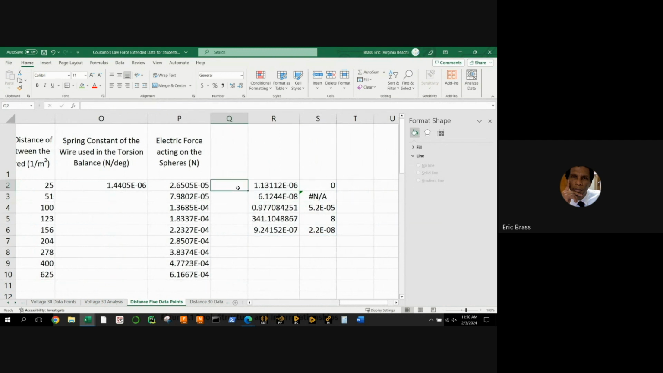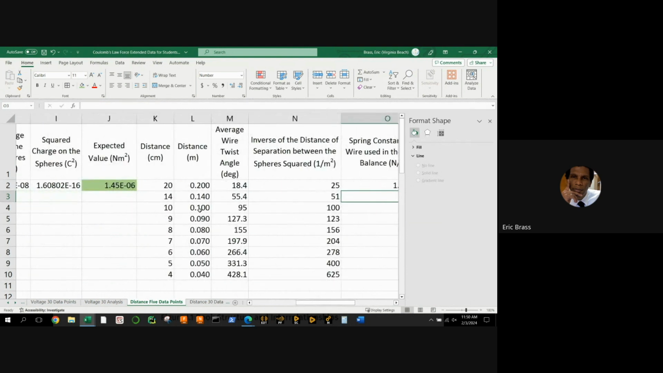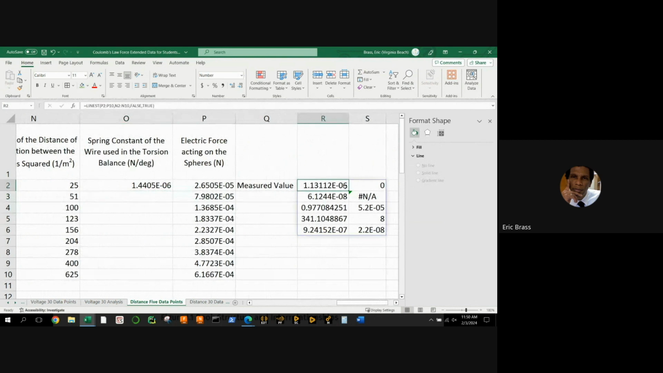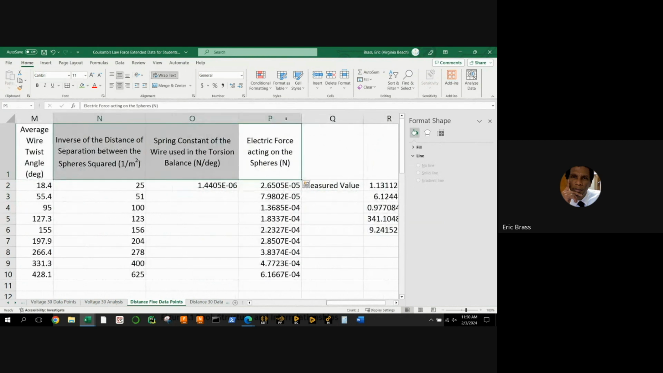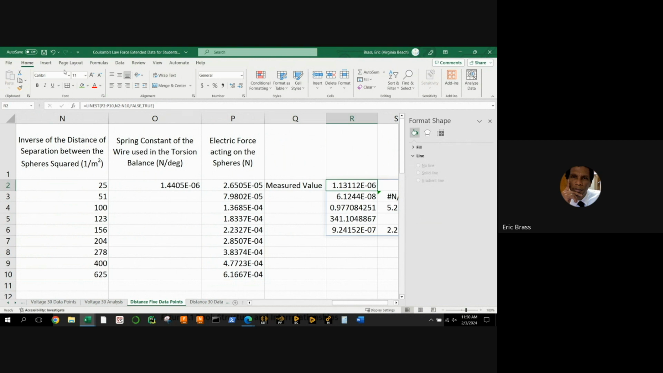So this is not the force. This is our measured value. All right. This is what we're measuring, what we've expected, and what we've expected we highlighted in green. This is what we measured. I'll highlight that one in green. Now, let me see. I want to change this to true.